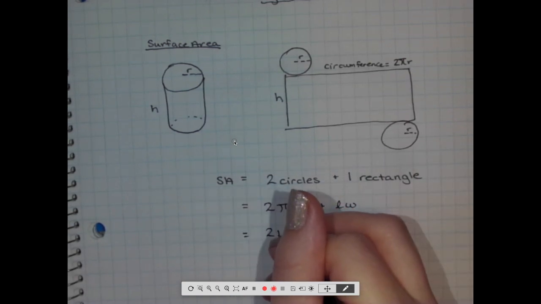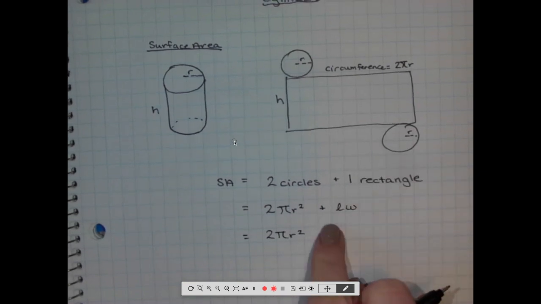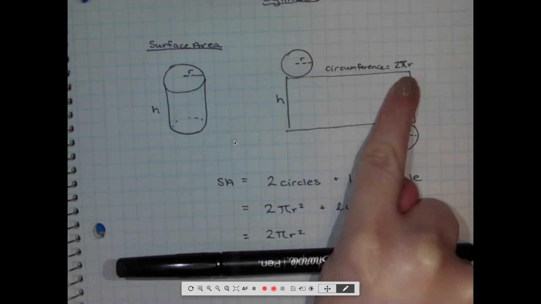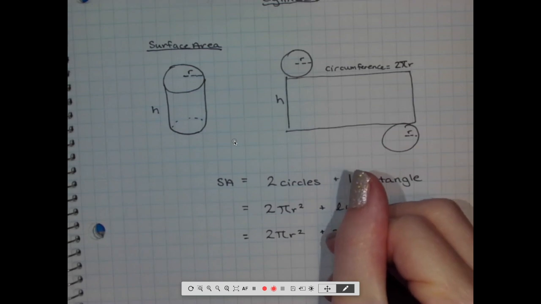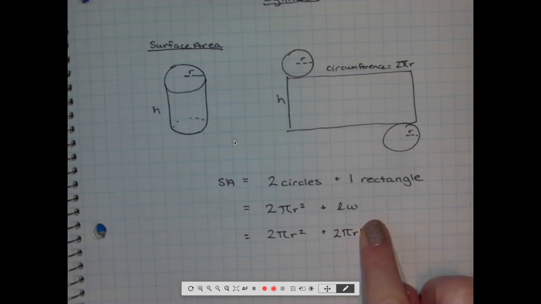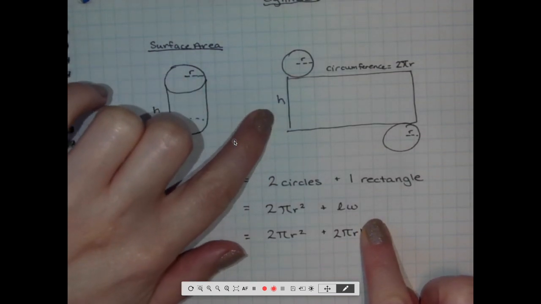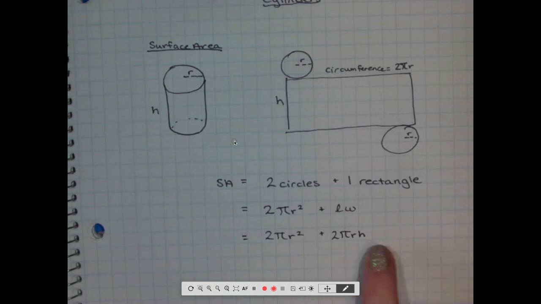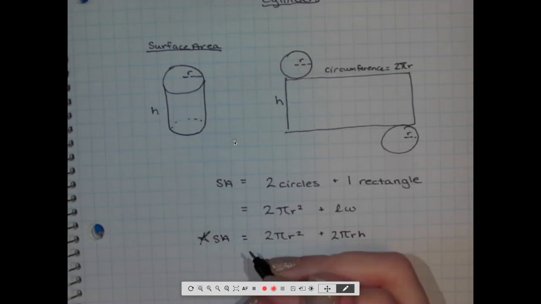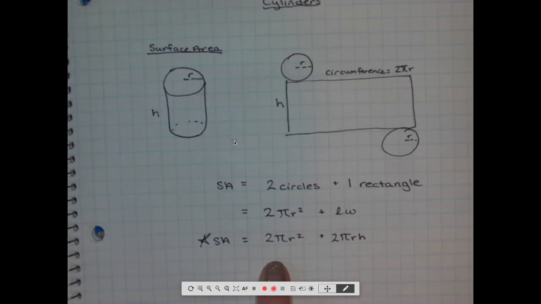So we have 2 pi r squared, but we need to clarify this length times width. So in this case, the length is this circumference, the 2 pi r, multiplied by the width, which is the height. I got ahead of myself. So this here ends up being our beautiful formula. This is what I want you to write down at the beginning of each surface area of a cylinder question. 2 pi r squared plus 2 pi r h.